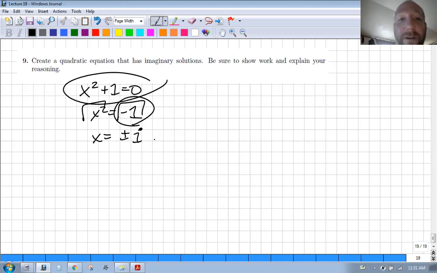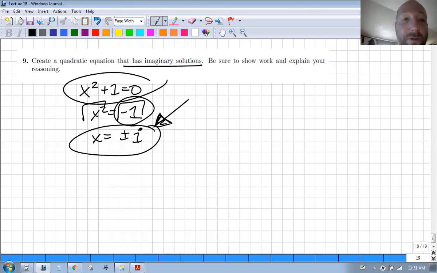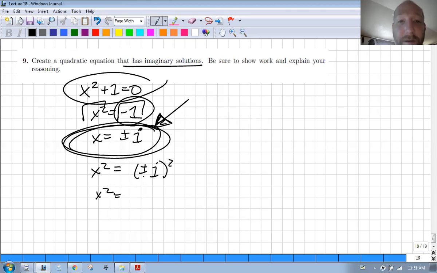Or if you're trying to figure it out, start here. Just write your solutions down first, as imaginary solutions, and then square both sides. The negative squared goes away, the i squared is -1. Then add 1 to both sides.